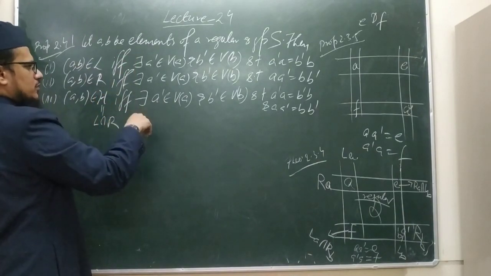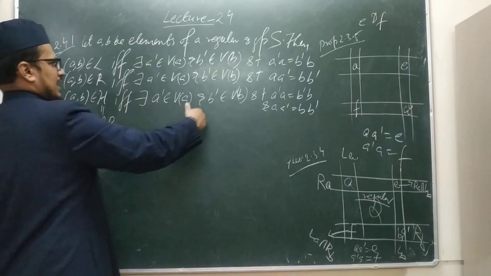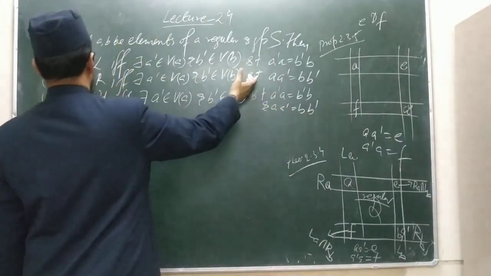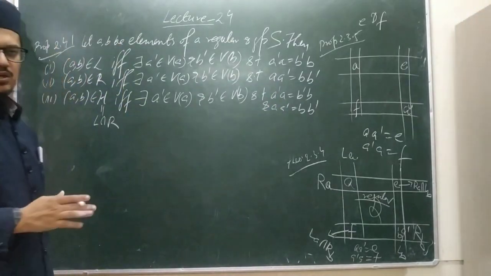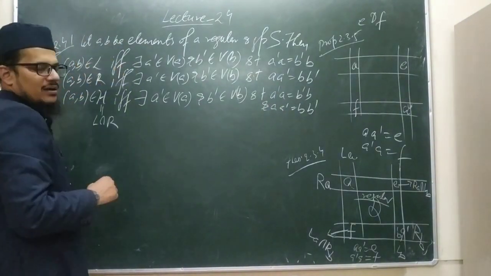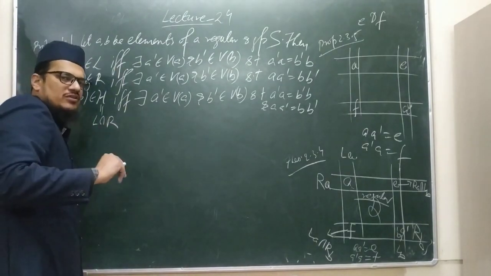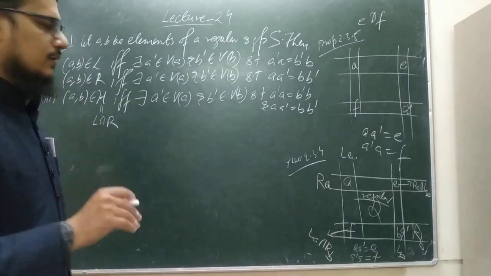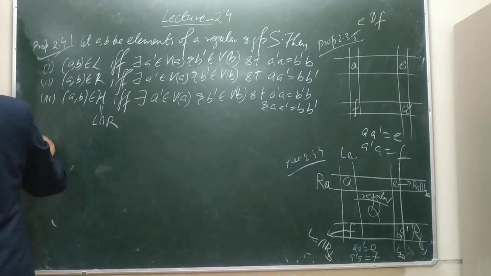And if you talk about the converse, if A'A is equal to B'B, then AB belongs to L, and if AA' is equal to BB', then AB belongs to R. So the third will follow if we do the first and second. And the second is the dual of the first, meaning similarly we can do it for the second also, isn't it? So basically we have to do only the first part.